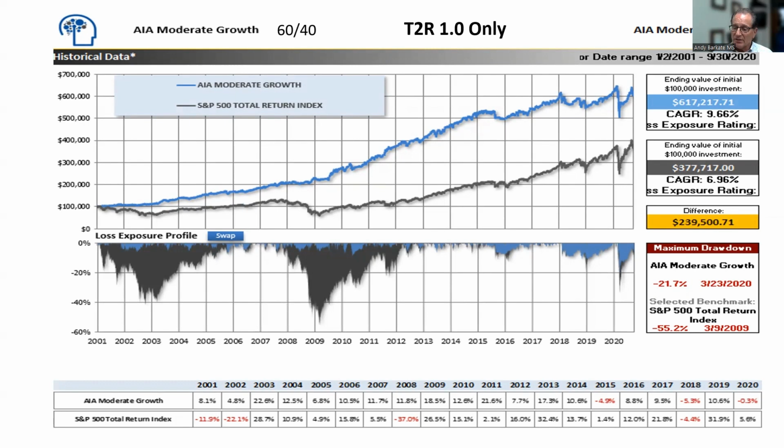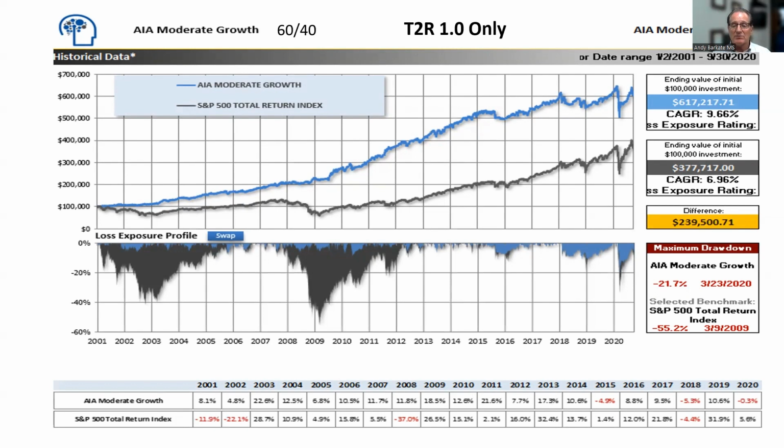But what's even more telling is the volatility control. If you look at the maximum drawdown in the red box off to the right, down here, the worst drawdown, the worst dip the S&P had during that period of time was back in 2008 and 9. That was the mortgage meltdown. It was down over 55%.